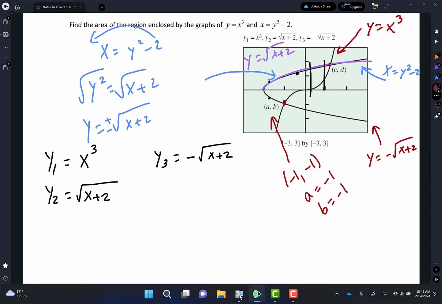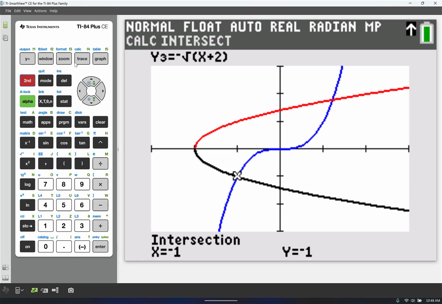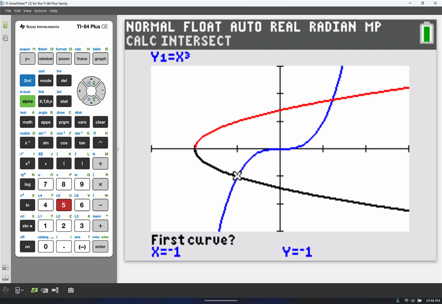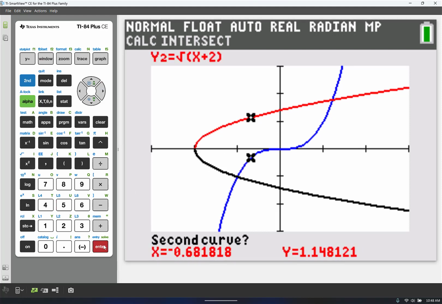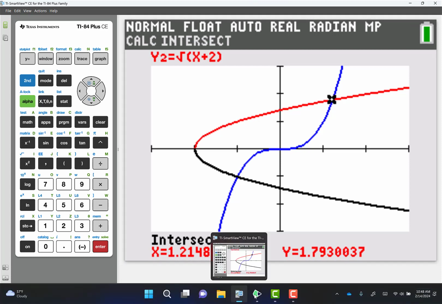Okay, now I'm going to get the CD. So the CD over there. So it's the blue curve and the red curve. Second, calculate. Practice, guys, practice. Number 5. And then let me see. Which curve is it? The blue curve, yes. And then second curve, the red one, yes. There it is. It's not a perfect number, so that one you're going to have to store it. 1.2148623 and 1.7930037. I'm going to show you both of them because we're going to need them both.